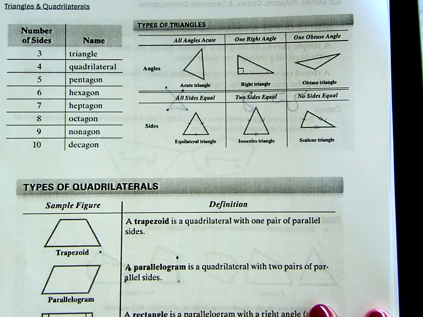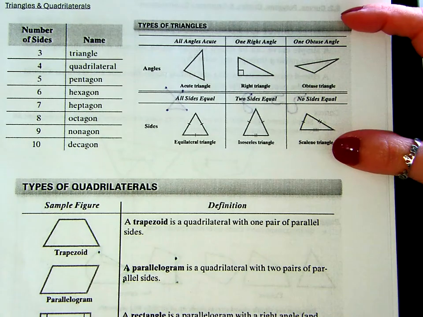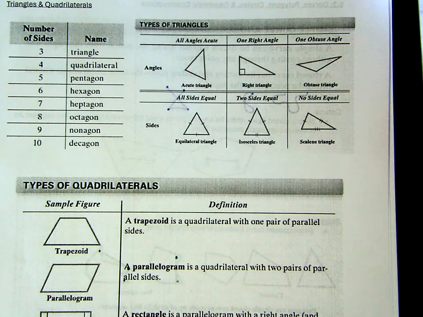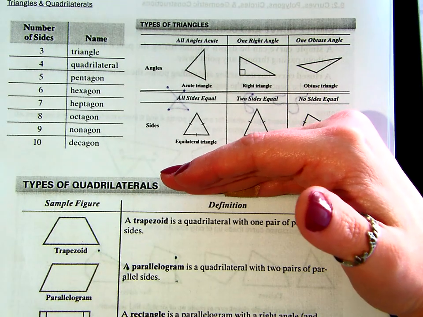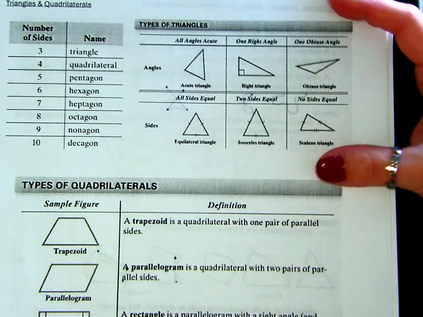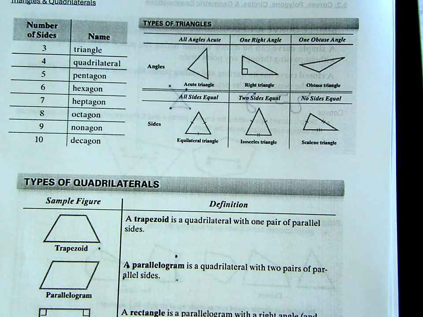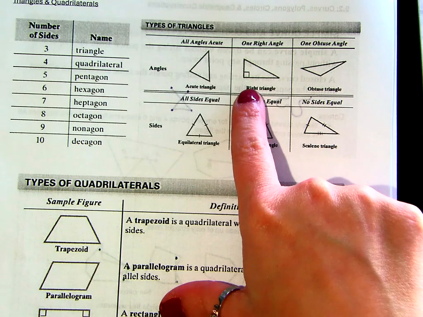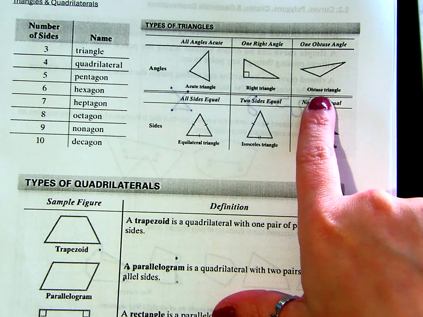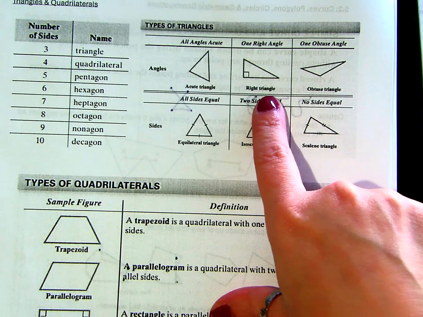A big one for 9.3 is going to be understanding the different types of triangles. Just like we have this huge table of different types of quadrilaterals, we spend a lot of time with our triangles. And there's lots of different ones, just like there was lots of different angles that we talked about in 9.1. We had acute angles, we had right angles, we had obtuse angles. We can also have acute triangles, right triangles, and obtuse triangles.